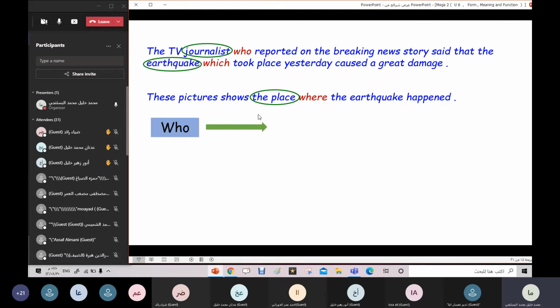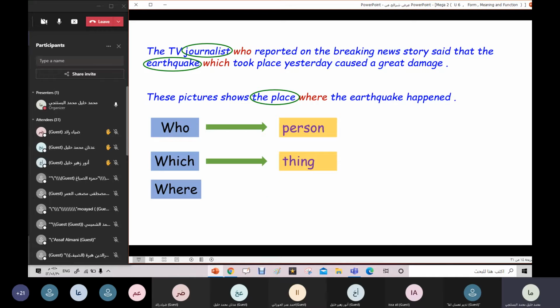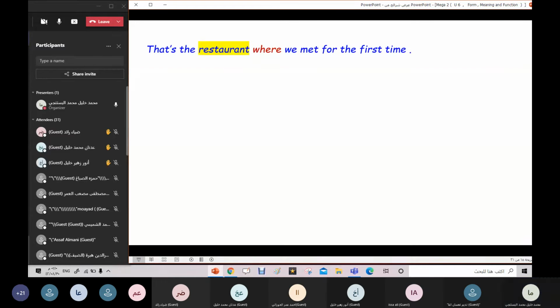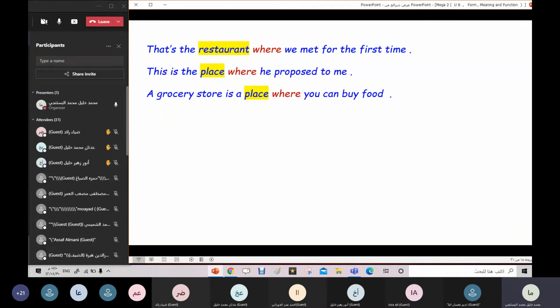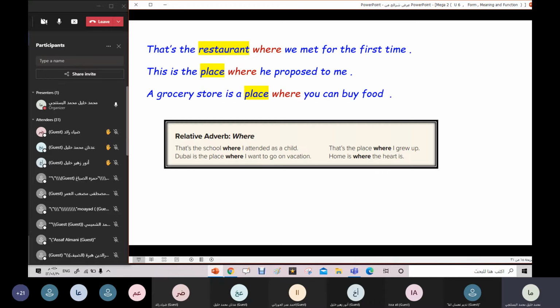Who is used with people, which is used with things, ideas, animals, etc. Where is used with what? Places. Who can read? Adnan? That's the restaurant where we met for the first time. Good. This is the place where he proposed to me. A grocery store is a place where you can buy food. Look at the examples here, relative adverb where.